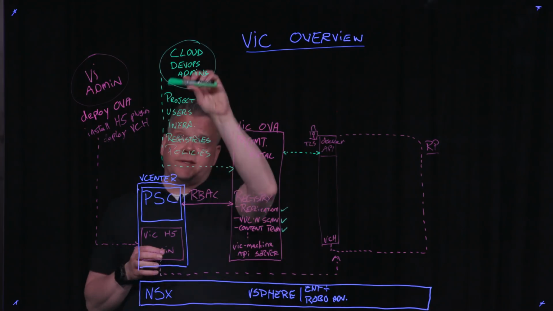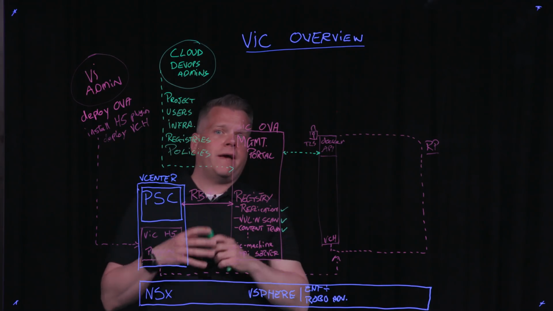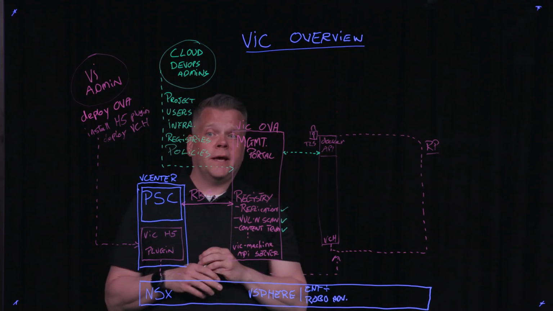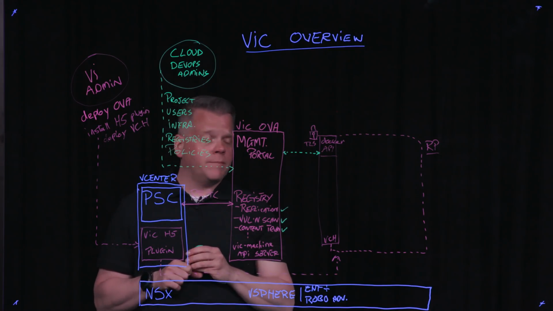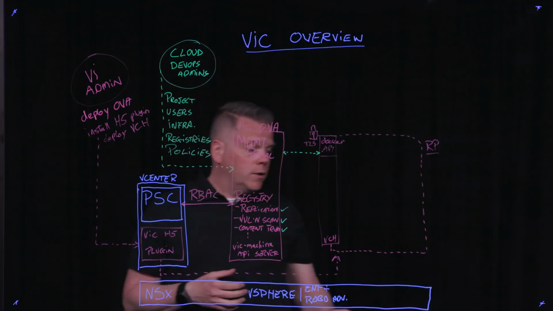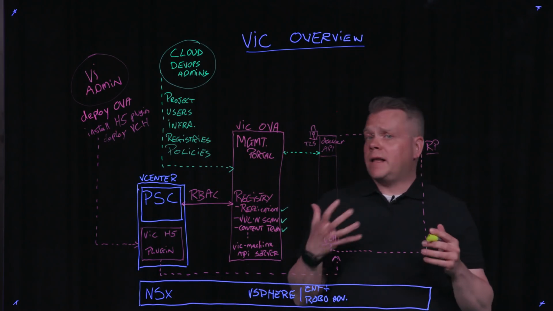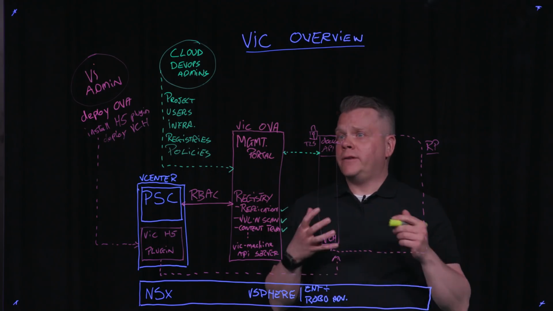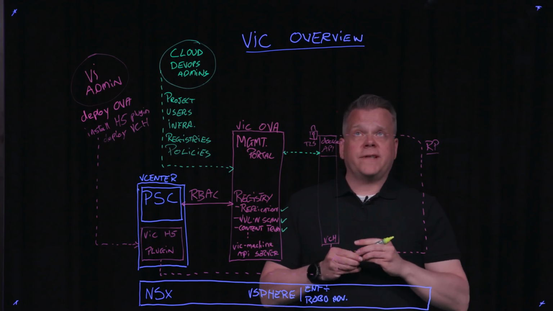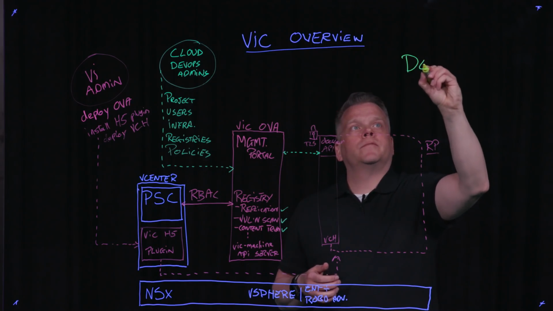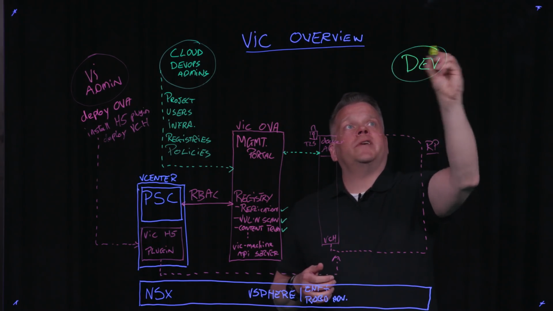So once this is set up, once your project is set up, you have users assigned, that's where your developer can come in and start using this solution. And we're going to look at what the developer workflow now looks like. So how does a developer actually access this and use this for instantiating their containers? So let's look at the developer. Draw my developer over here.